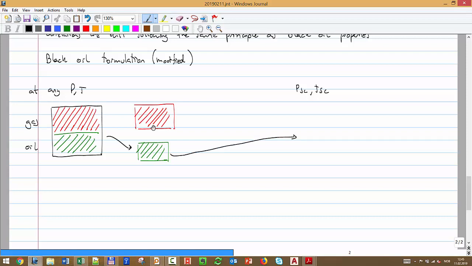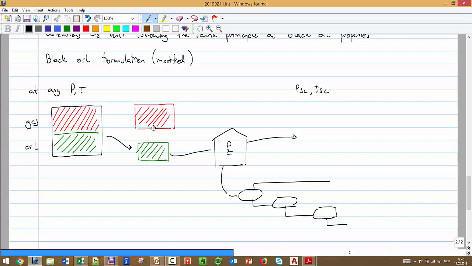That might simply imply having a container, keeping the composition constant, and simply expanding to reduce pressure and reduce temperature. Or that sometimes means passing it through a surface process, which is the surface process we have in the field. How does this P look? This P is a series of stages, like you have already learned, where finally you have Q gas and Q oil at standard conditions. That's what this box has inside.